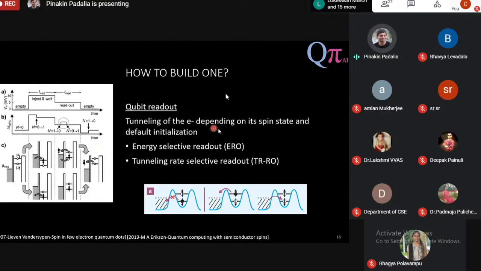There are multiple ways. Before going into more details, I could just point out that there are energy selective readout mechanisms or tunnel rate selective mechanisms, but essentially they all try to convert the spin into charge. So the spin is converted into a charge, and the motion of the charge tells us whether it was spin up or spin down.